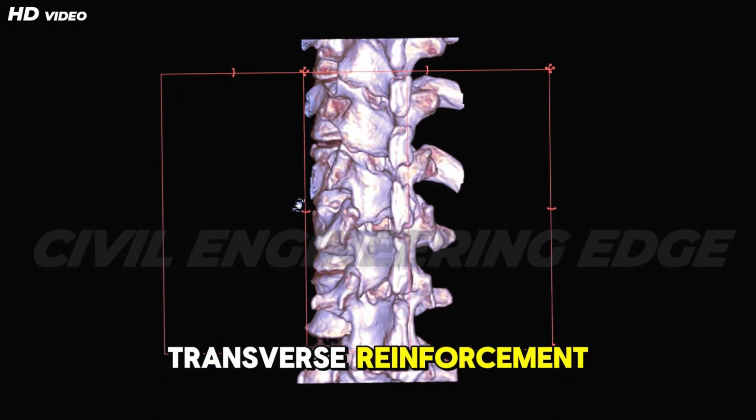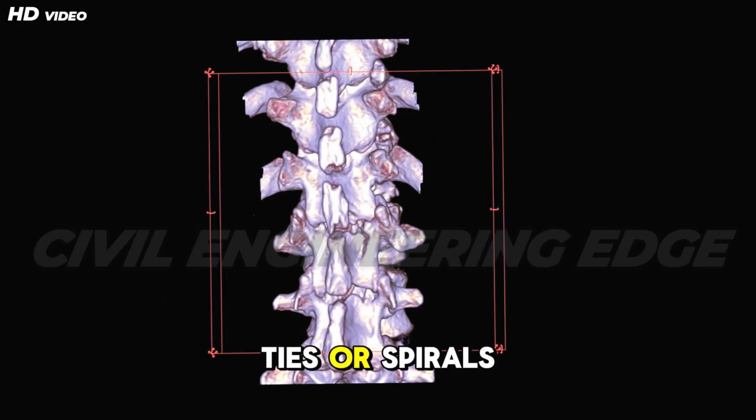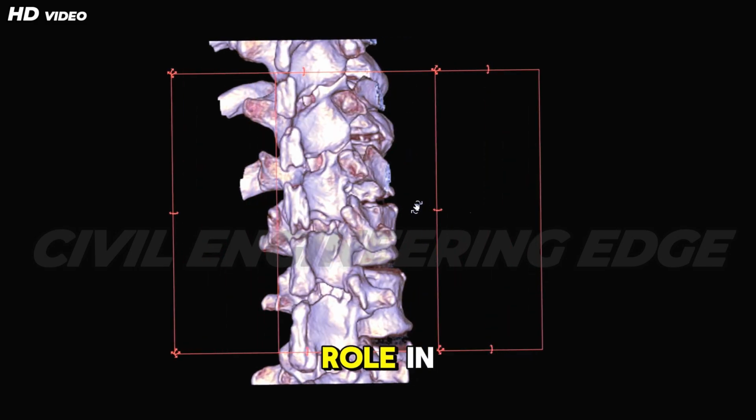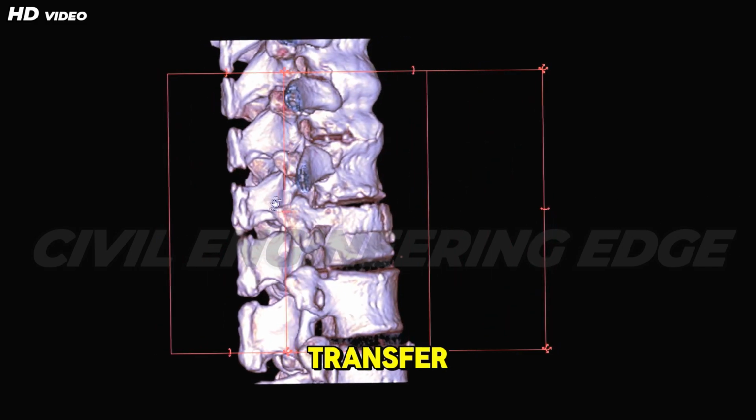Transverse reinforcement, such as lateral ties or spirals, plays a crucial role in confinement and load transfer.